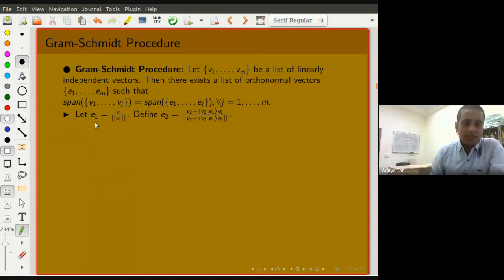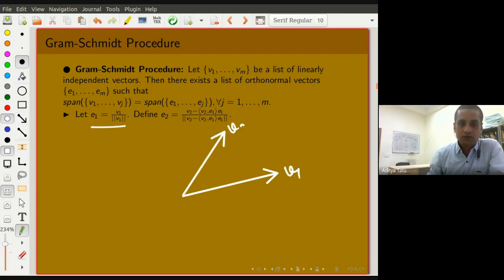I'm going to follow the same process. Since all we need is E1 to be a unit norm vector, I can just define E1 as V1 divided by its norm, so that the norm of E1 becomes 1. Let's say this is my E1, this is my V2. The first vector E1 is just a unit vector along V1. What would my second vector E2 be?